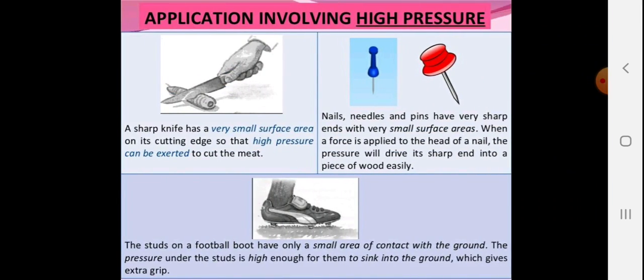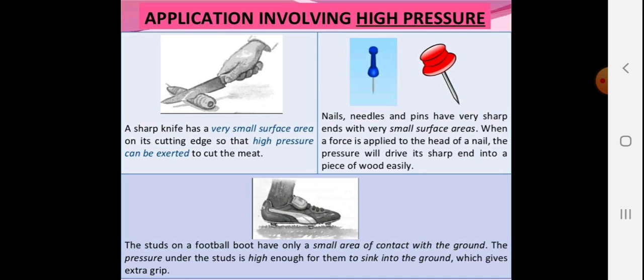Applications involving higher pressure. A sharp knife has a very small surface area on the cutting edge so that high pressure can be exerted to cut the meat. Whereas for the butter knife, we use a knife with a larger surface area because we just need to apply the butter, not cut anything. Nails, needles and pins have a very sharp end with a small surface area. So when a force is applied to the head of a nail, the pressure will drive its sharp end into the piece of wood easily.